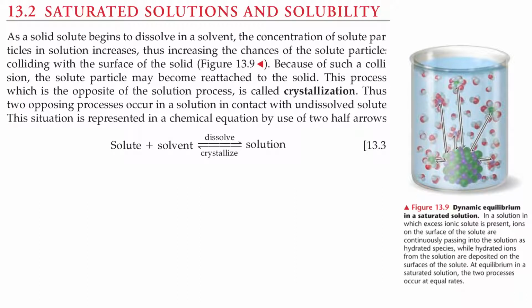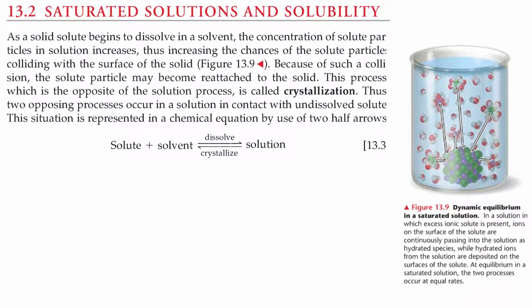Thus, two opposing processes occur in a solution in contact with undissolved solute. This situation is represented in a chemical equation by using two half arrows. Solute plus solvent dissolves to a solution, and the solution crystallizes to a solute plus solvent.